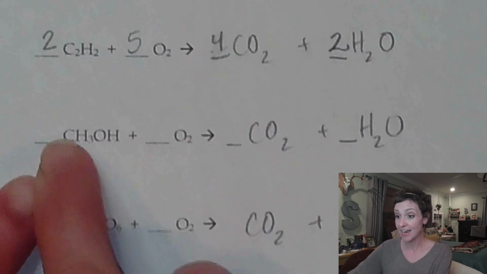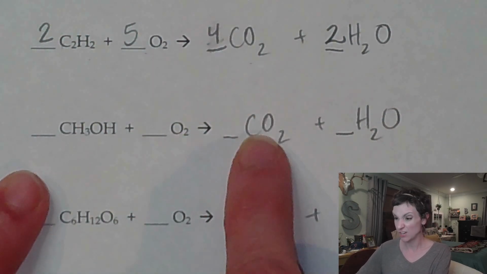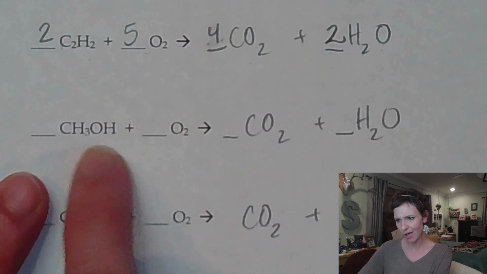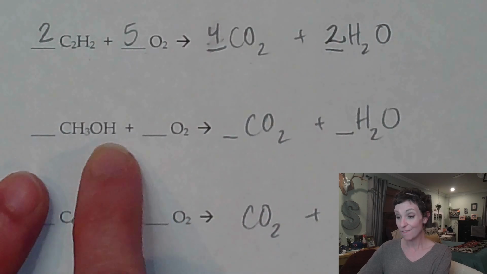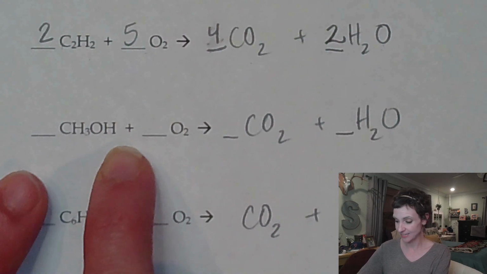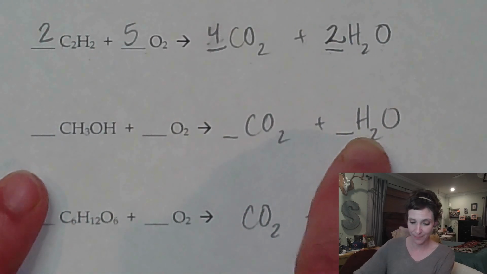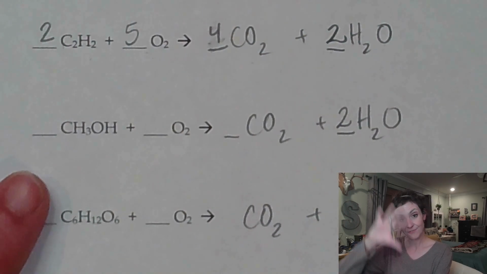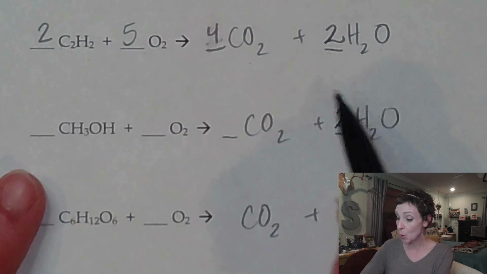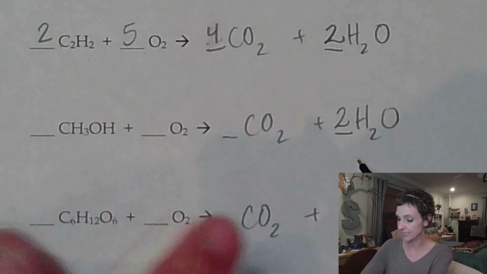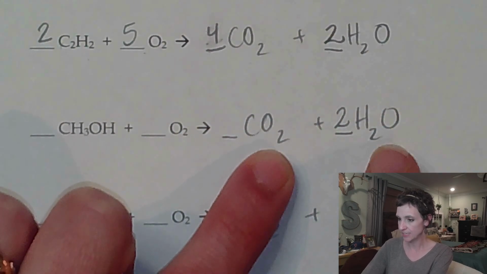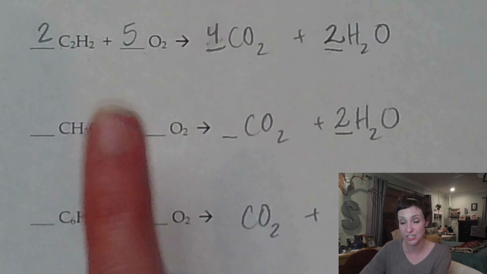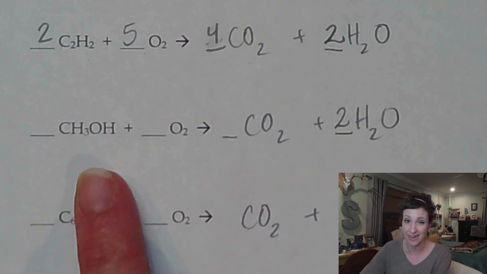Carbons first. I've got 1 carbon here, 1 carbon here. We're good. Hydrogens, a little bit sneaky. I got to look at all the hydrogens. I got 4 total here on the reactant side. So to get 4 total on the product side, I put a 2 in front of my water. Now I got to figure out my oxygens. My total oxygen count on the product side is 2 plus 2, or 4. That means I need total 4 oxygens here on the reactant side.